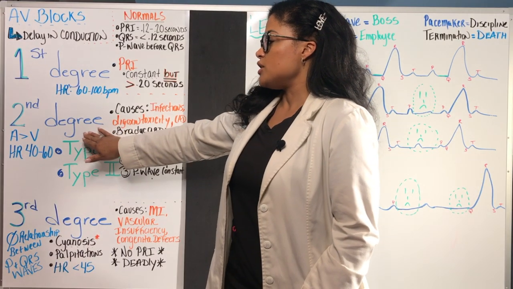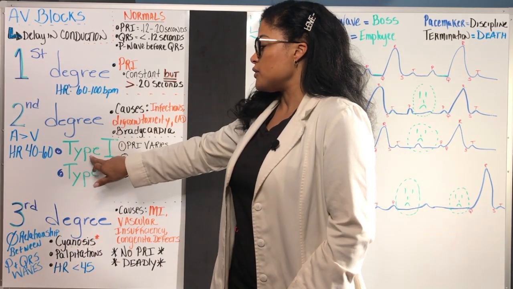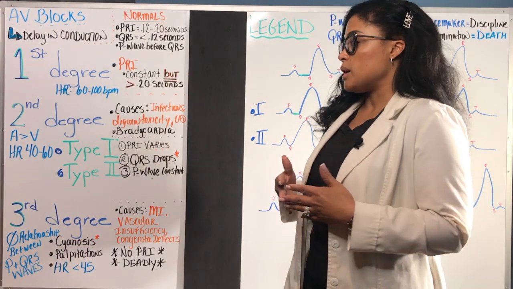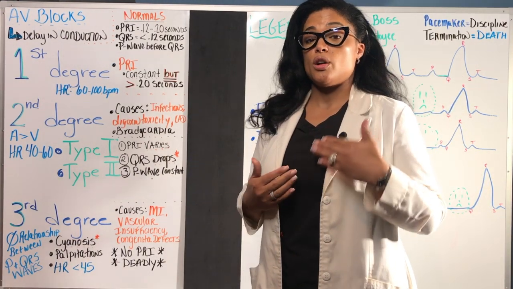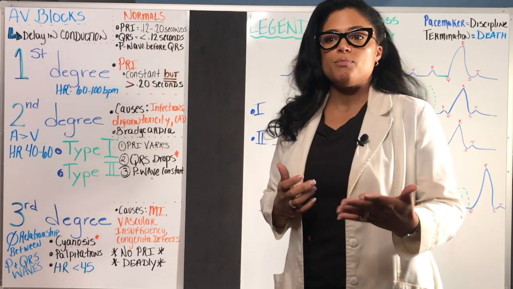Then we go to the 2nd degree. This is when the block is progressing. So in 2nd degree, you have type 1 and 2. Usually when somebody has a 2nd degree AV block, it can be the same thing where they are on beta blockers, calcium channel blockers, or have eaten a lot of potassium.